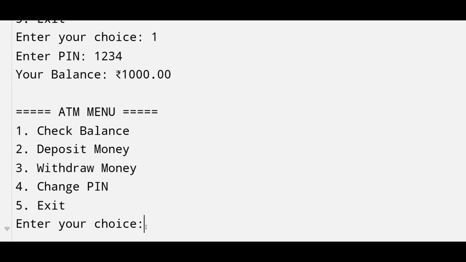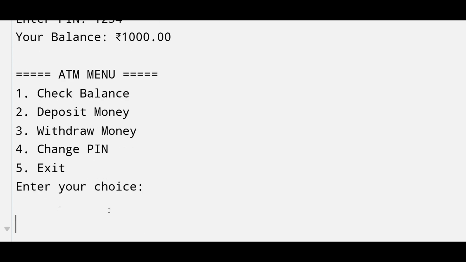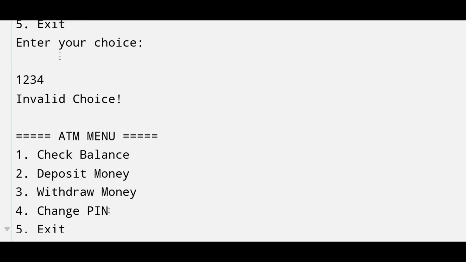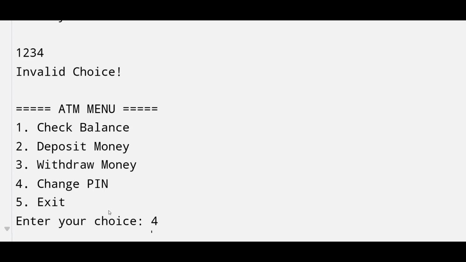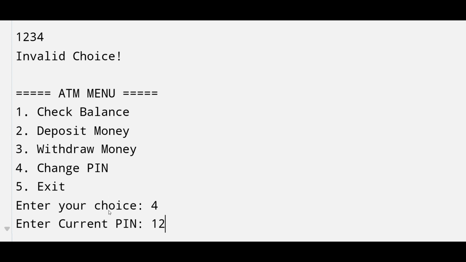Now let's change our pin. So if in case we enter wrong option, how it shows? So it shows invalid choice. So that's why we want to enter perfect option. So like enter 4, change pin, enter default pin 1 2 3 4.